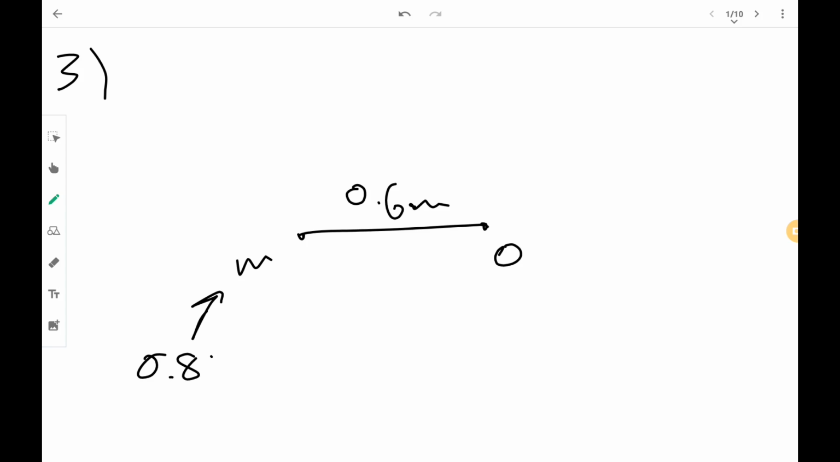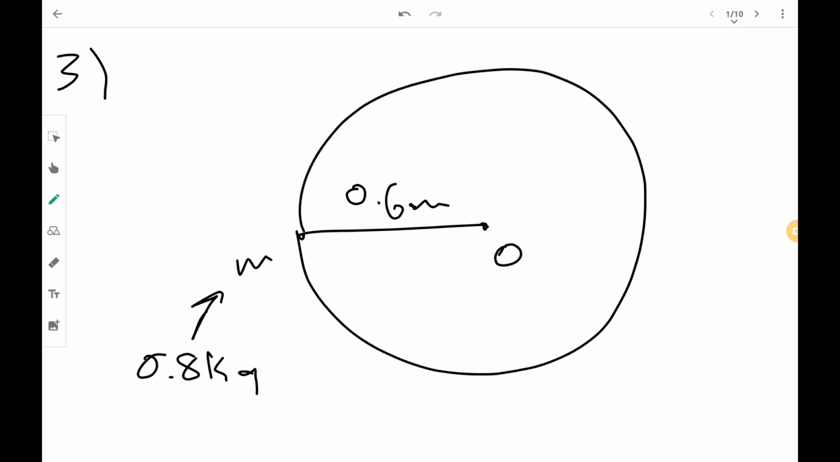For number 3, you have an inextensible string, length 0.6 meter. One end is attached to a point O and the other end is a mass m, which is 0.8 kilograms. They also give you the frequency equals 36 revolutions per minute. And that's all they gave you. They want you to find the tension.